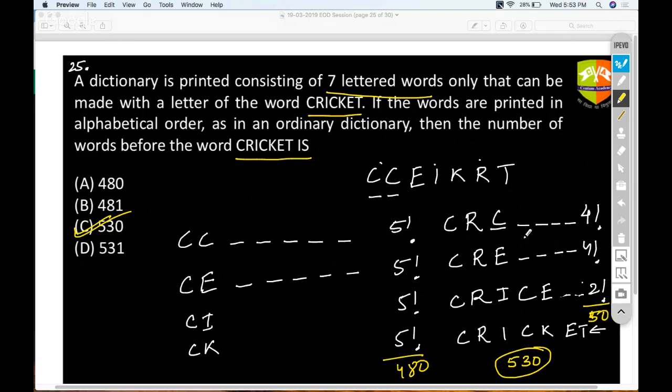Absolutely. So the first one to answer this correctly was Aditya. Great.